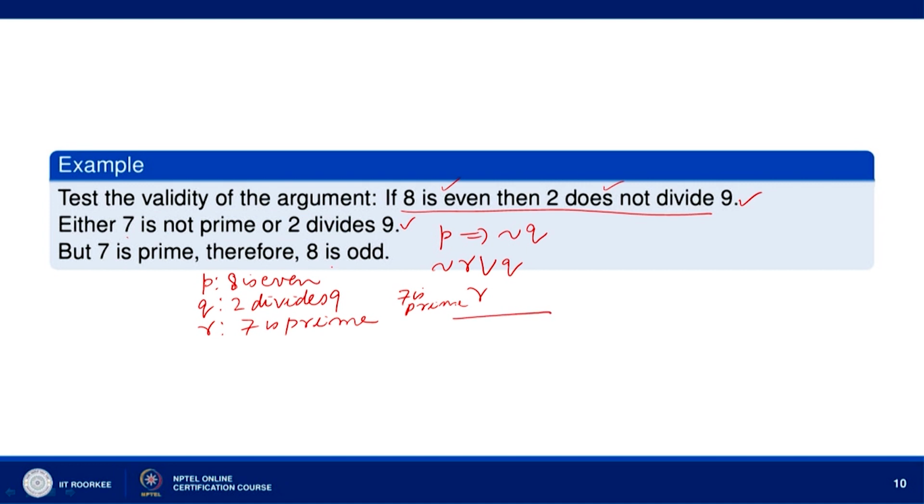Then the negation, then we have the conclusion: 8 is odd. So, negation of P. Okay. So, we have P; the premises, 3 premises, are P implies not Q, then not R or Q, and R. So, when these 3 premises lead us to negation of P, we have to see whether this argument is valid. Okay. So, we have P, Q, R.